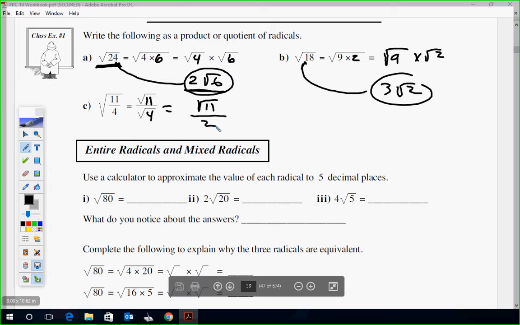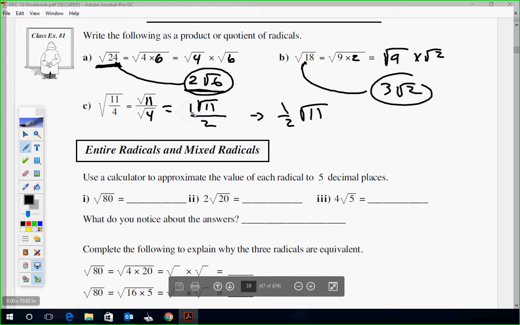Let's see if I can challenge you guys. I didn't challenge last class on this, but what would I write if I wanted to make that a mixed radical? So technically it's not a mixed radical right now. How could I write it with a number in front but not changing it in terms of the value? Yeah, 0.5, or 1/2 root 11. So see how we just kind of slid the fraction in front?